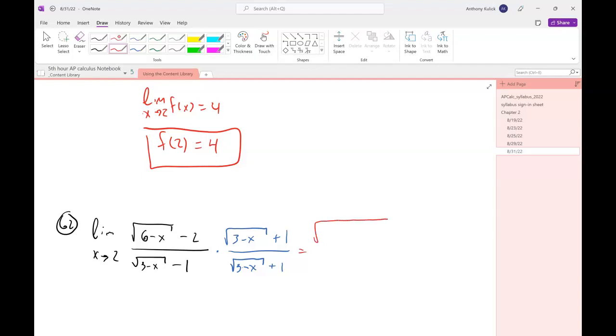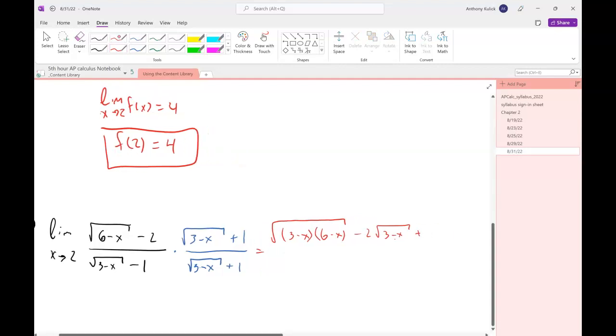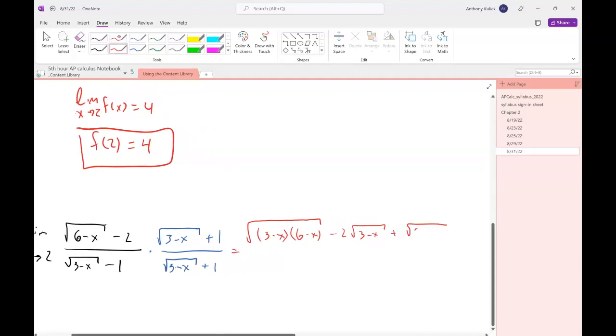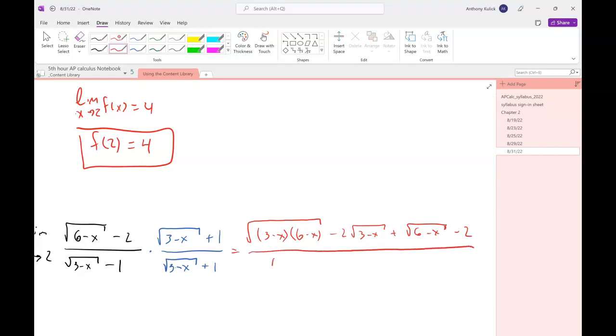So this is going to be then the square root of 3 minus x times 6 minus x, and then minus 2 square root 3 minus x, plus a square root 6 minus x minus 2. And then the denominator, since that's a difference of 2 squares, I'm just going to get a squared minus b squared.